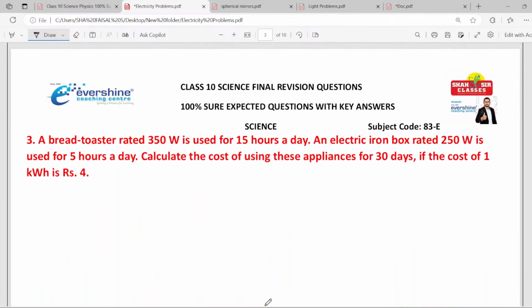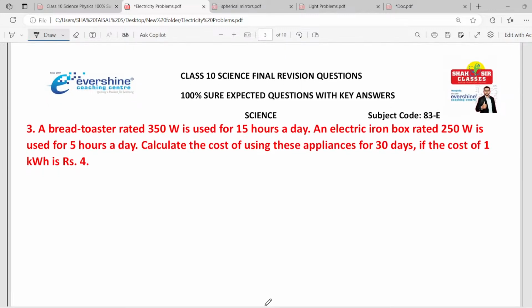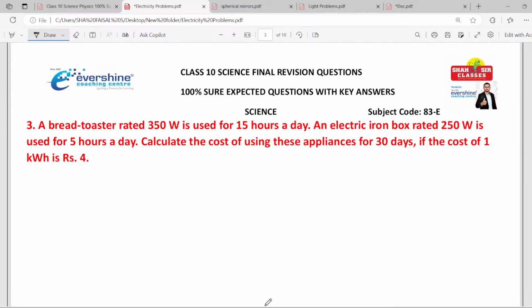Next question. The question is there on the screen. A bread toaster rated 350 watt is used for 15 hours a day. An electric iron box rated 250 watt is used for 5 hours a day. Calculate the cost of using these appliances for 30 days if the cost of 1 kilowatt hour is rupees 4. This is the question you people can try. Only I have changed the values and the device names, nothing else.